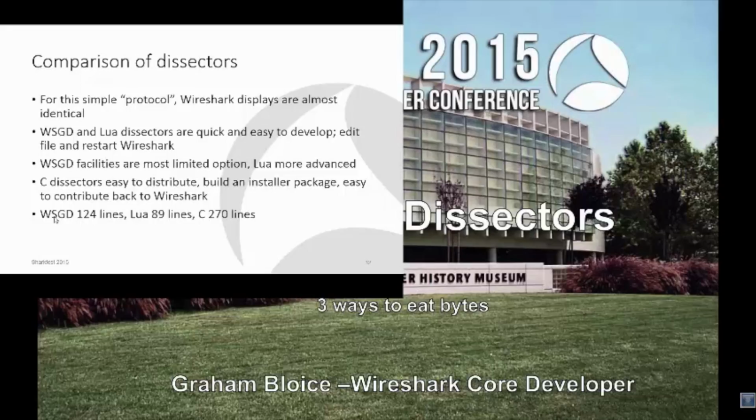WSGD and Lua are fairly quick to develop. You just edit the file and restart Wireshark. The facilities in WSGD are limited. Lua a lot more advanced. C dissectors are fairly easy to distribute because you can build a Wireshark installer package, or if you do it as a plugin, you can distribute it as a plugin. And also much easier to contribute back to Wireshark.